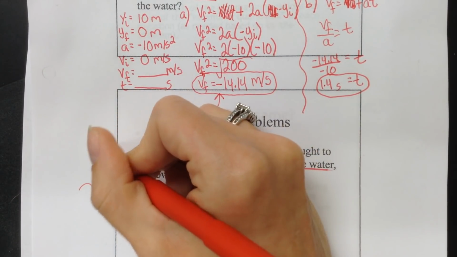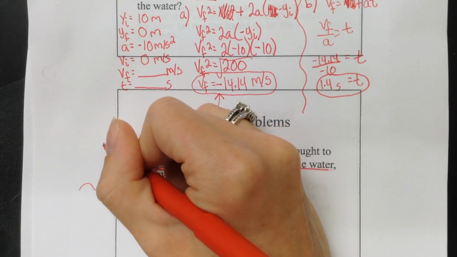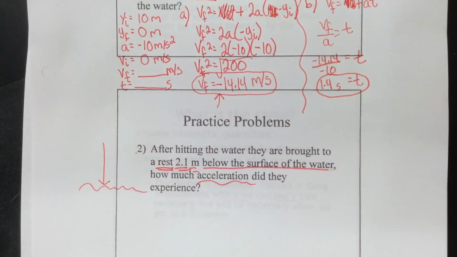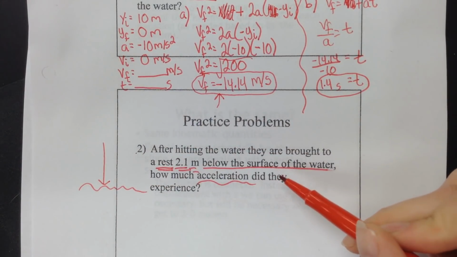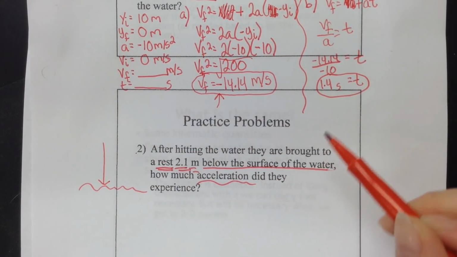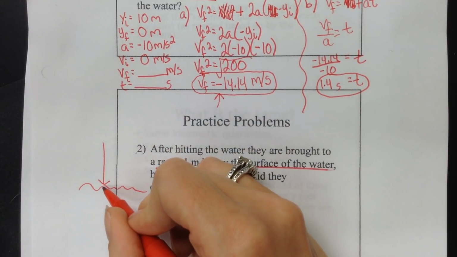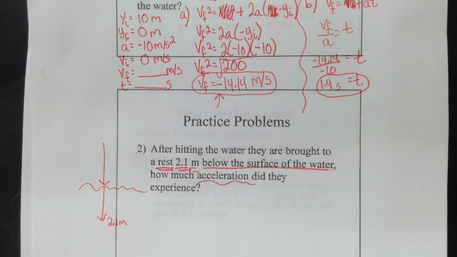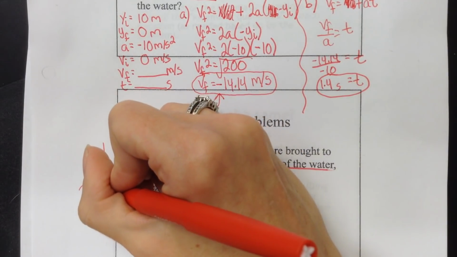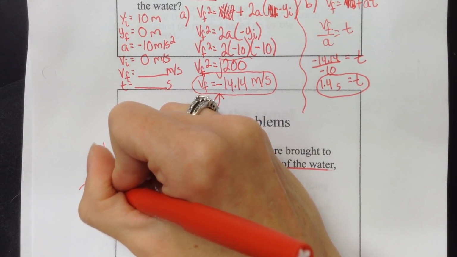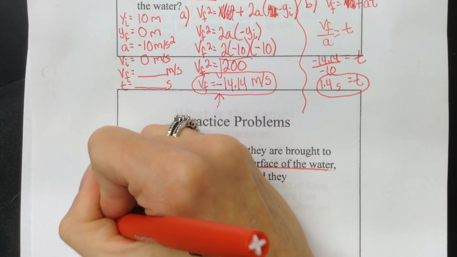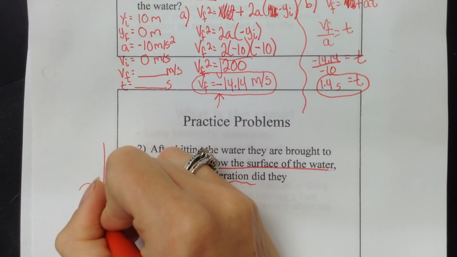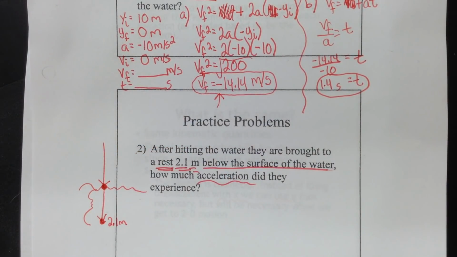Here's our water, and in the problem above that we just did, we were concerned with this part of the trip, the diver jumping off the board and falling down to the water. Now in this problem, it says after hitting the water, they're going 2.1 meters below the surface. So really what we're concerned with is the start of the trip being right here where the person hits the water to the end of the trip where the person's brought to a rest 2.1 meters below. So we only want this part of the trip as the focus in this problem.